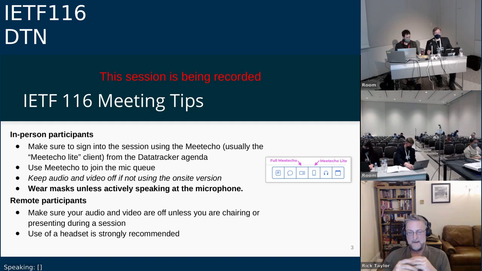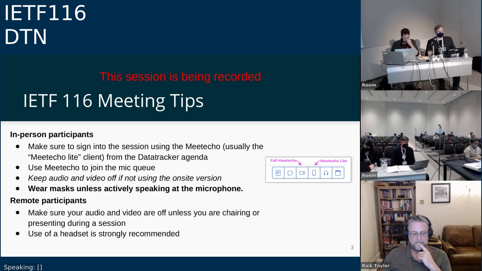Even if you are in person, if you want to join the queue to ask a question or make a comment, please join the queue on the MeetEcho first so that we can see that on our chair screen. The way that you join the queue is by clicking on the small raised hand icon within MeetEcho. When you are finished and come back from the queue, please also remember to click and leave the queue virtually.